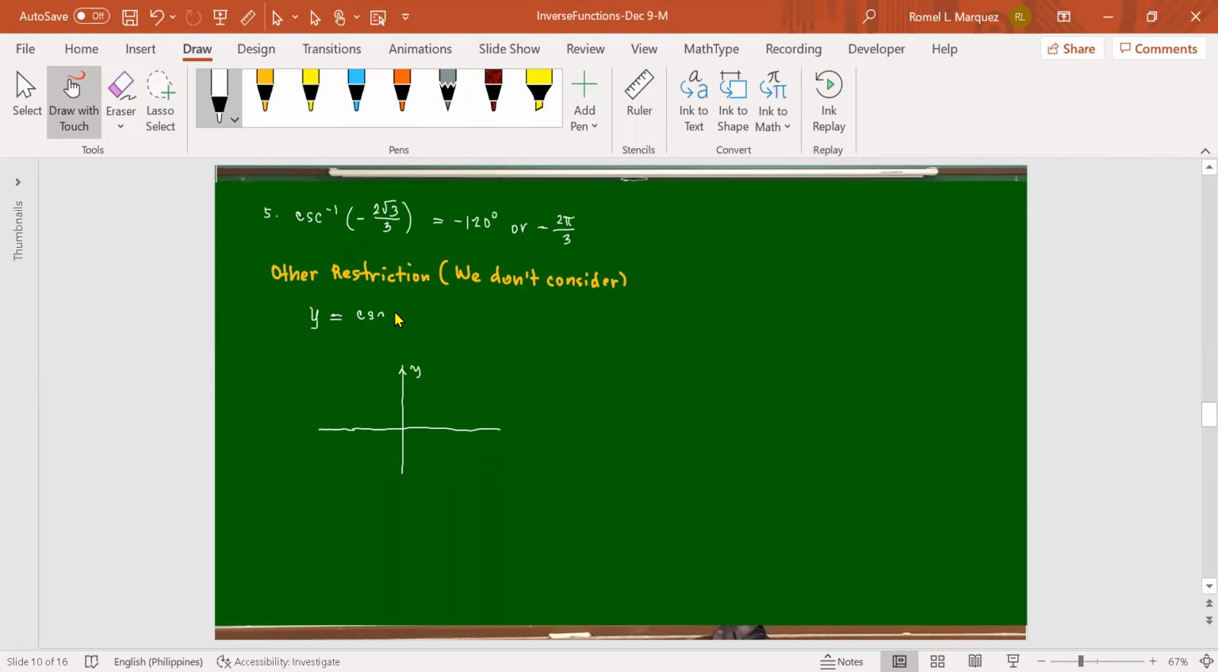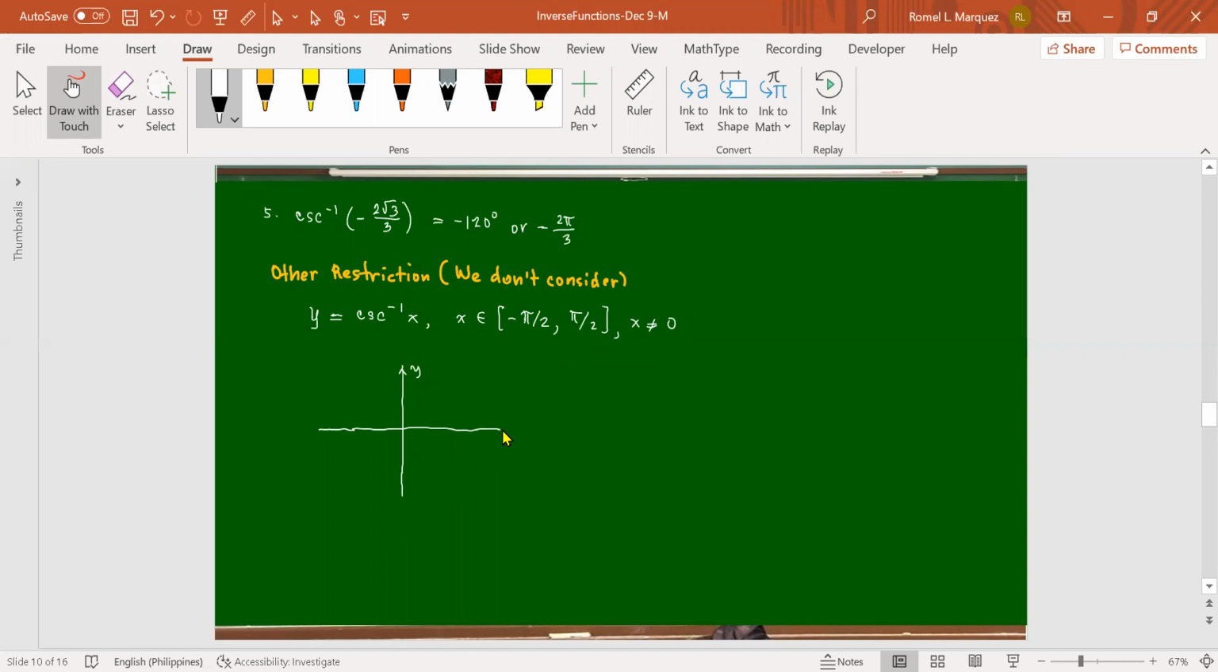So cosecant, I think the others are using this, no? Where x is negative, they use negative pi over 2. Some use 0 to pi, some use negative. For 0 to pi, I am not really sure, but what I know is that others use negative pi over 2, because I'm not using this, that's why I'm not really familiar. Negative pi over 2 to pi over 2. This restriction, where x is not equal to 0, we are going to remove in this interval.